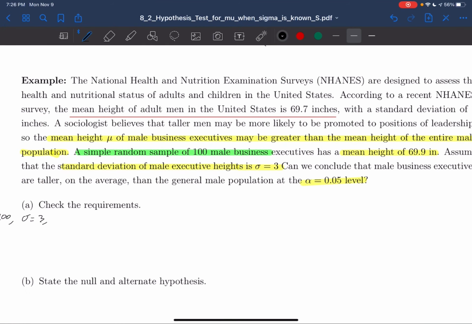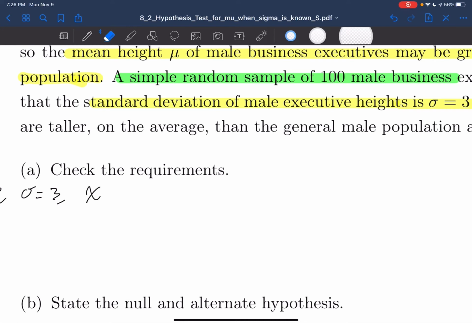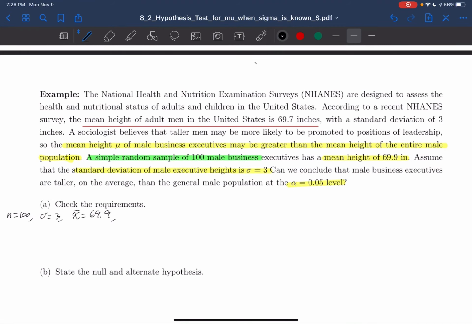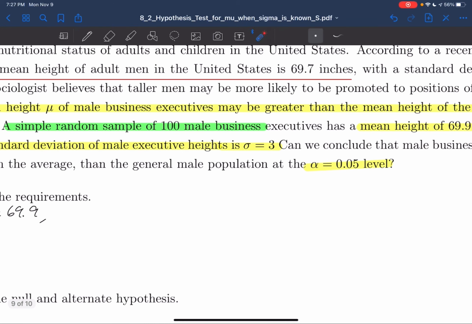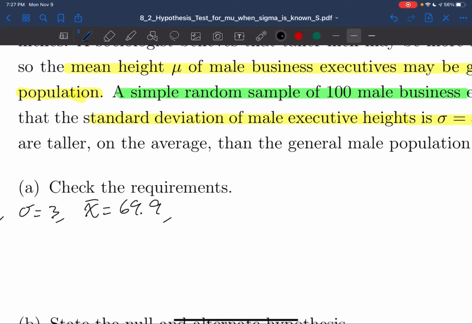So in our sample here of 100 male business executives, they had a mean height of 69.9 inches. Since they're dealing with a sample, this is going to be your sample mean height. So x bar is going to be equal to 69.9. And finally, we have a significance level of 0.05. So alpha is going to be equal to 0.05.